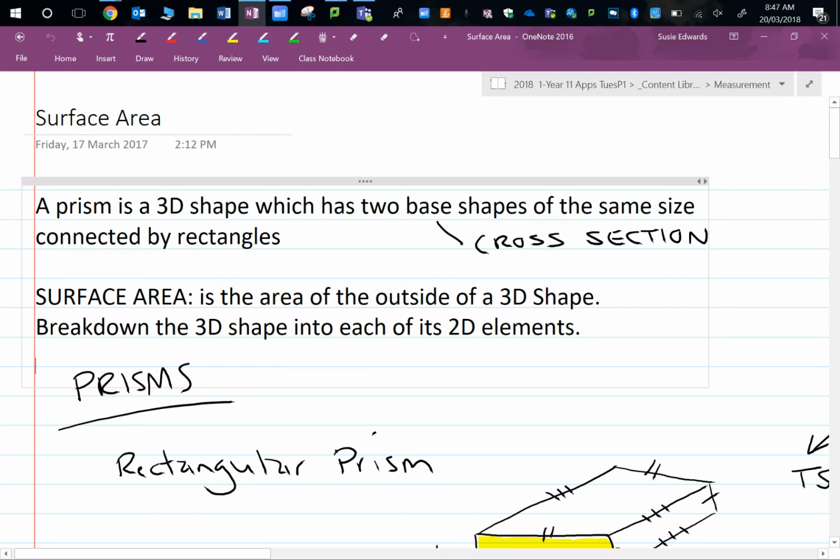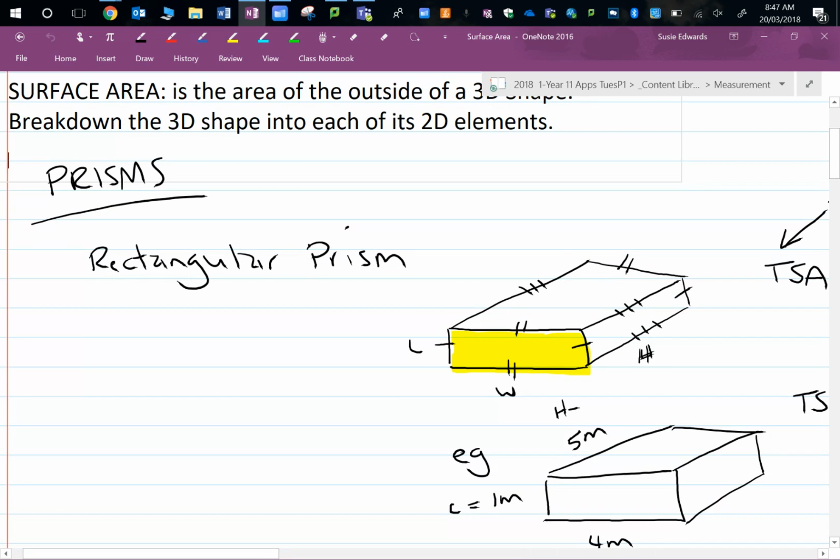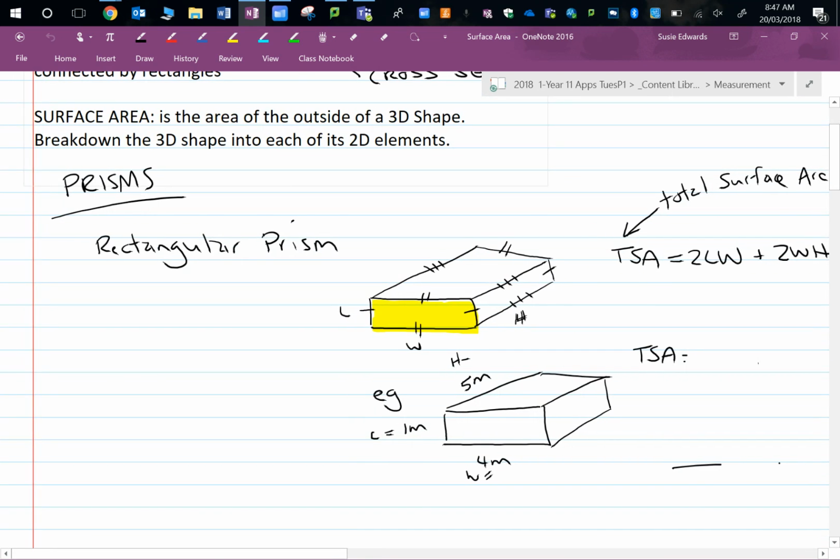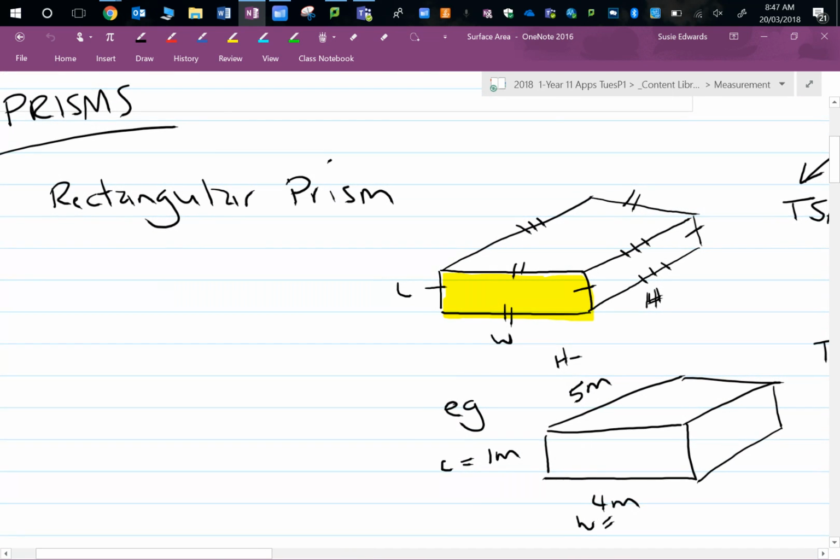So the goal of surface area is to break down each of the 3D shapes into its 2D elements, which is what we've just written there. So we're going to start with a rectangular prism. Could you just draw, there's two pictures. Draw one picture and then the other picture with the actual numbers in it.